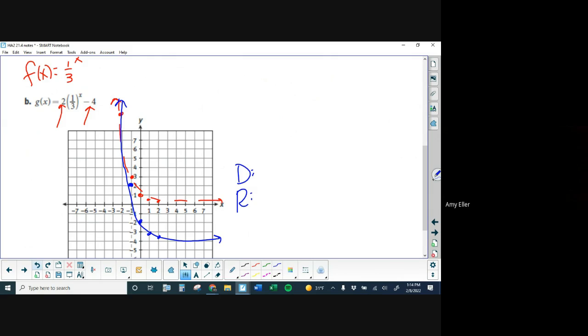We're not doing domain and range of the parent function. We're doing domain and range of the transformed function. Domain is x's. We're going in both x directions. That should always be the case, unless it's some type of word problem and there's some scenario happening, you're going in both x directions.